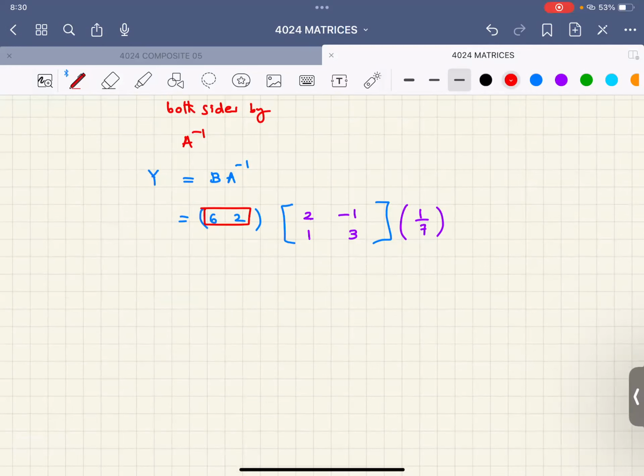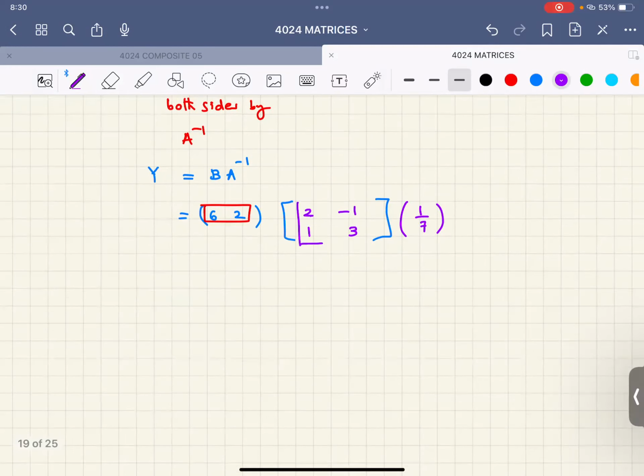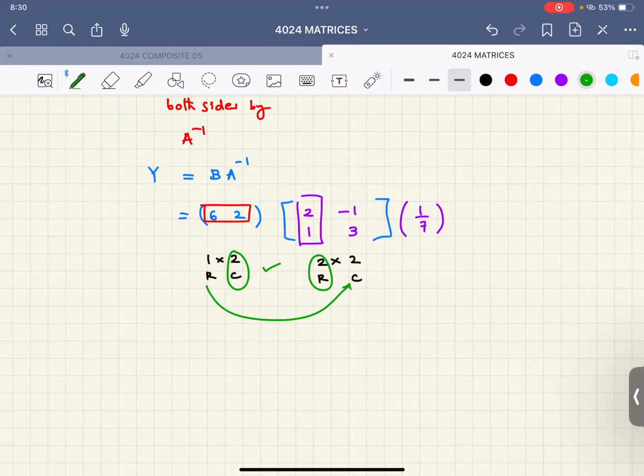Now let me take 6, 2 and multiply it with 2, 1. First of all, also double check. This is 1 by 2, 1 row, 2 columns. And this is 2 by 2, 2 rows, 2 columns. We have these two as equal, so the answer will be 1 row and 2 columns, just like the above. That's how the answer will be.